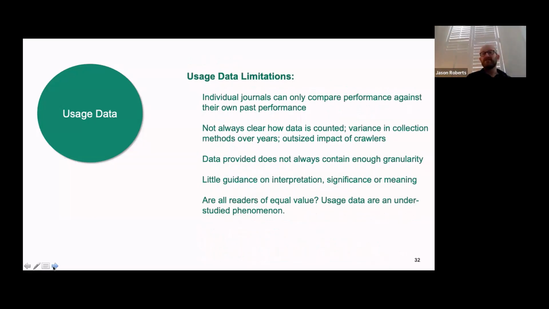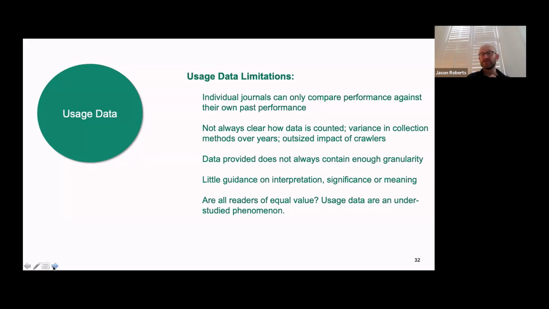There are limits to the usage data. Individual journals can only compare performance really against themselves. If you're part of a portfolio of journals, you can do that. But you don't know what your rival journals are doing, so you never get complete clarity as to how content is behaving. The data that's provided isn't always granular enough, but I would recommend you talk with whoever provides your data, be it your publisher or wherever you get it from, and just look at whether there is more granularity that can be obtained. Feel free to go back and ask questions.